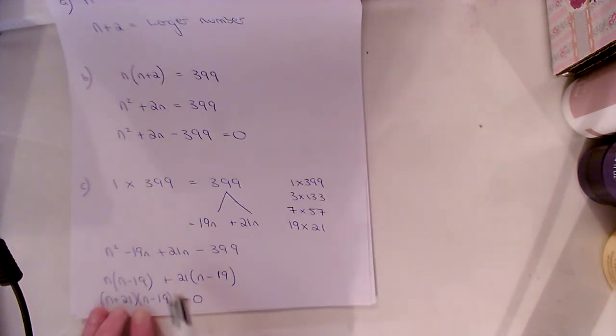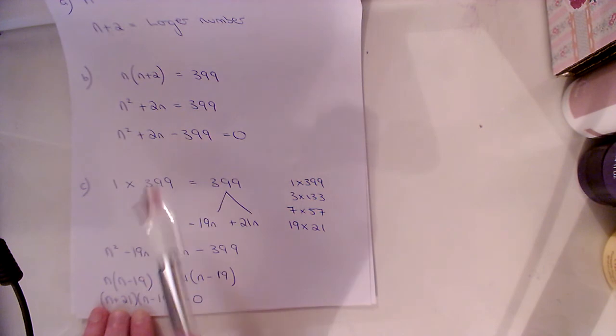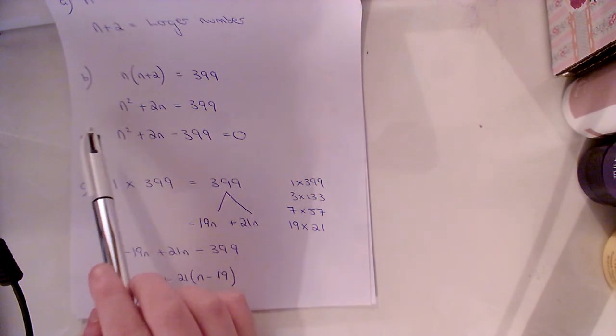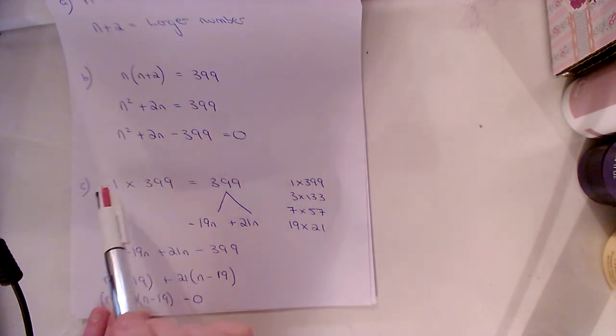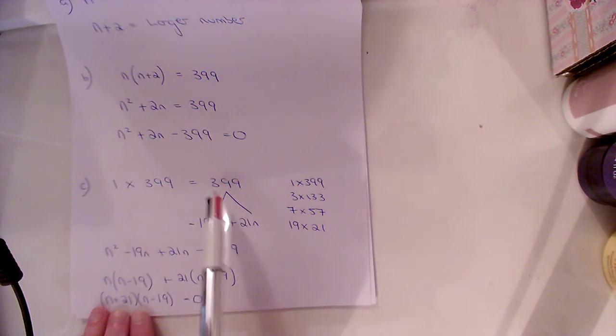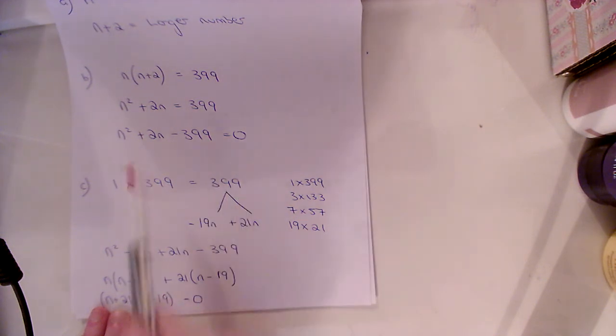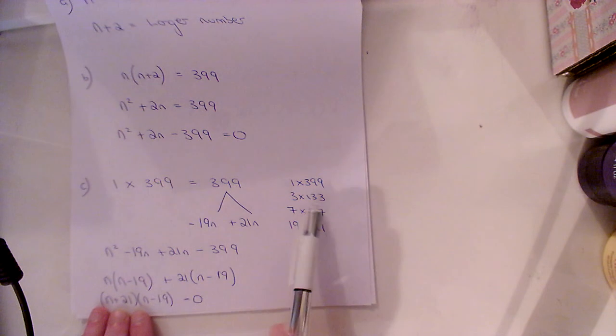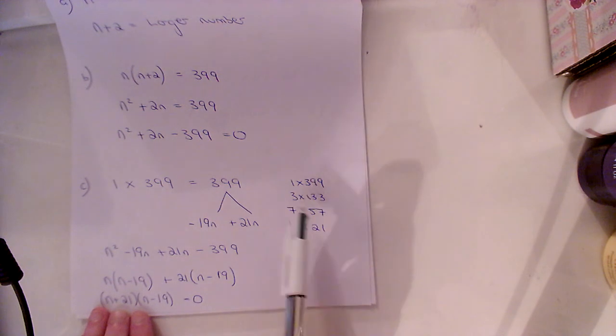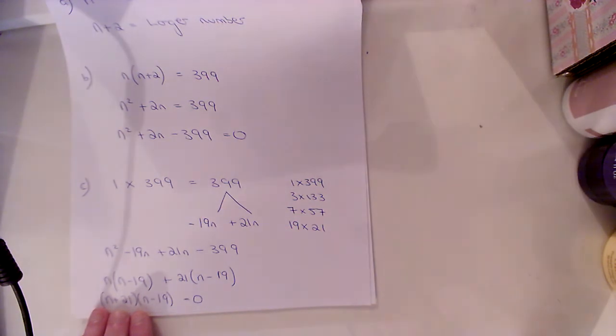Okay, so first of all I need to get my guide number, so I multiply whatever number is in front of my squared coefficient by my constant. So I have 1 by 399, which gives me 399. Then I need to get the factors of 399 that would have a difference of 2. So I'll go 1 by 399, 3 by 133, 7 by 57, 19 by 21. Okay, so 19 and 21 have a difference of 2.